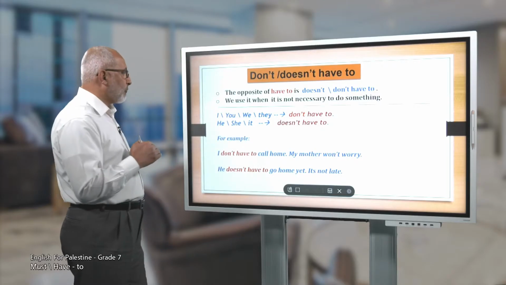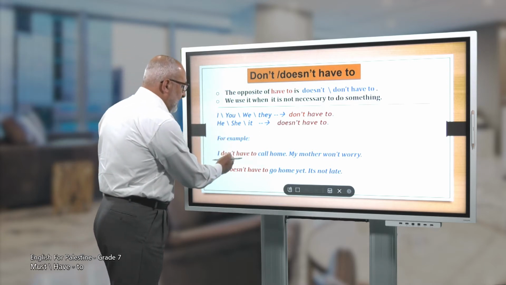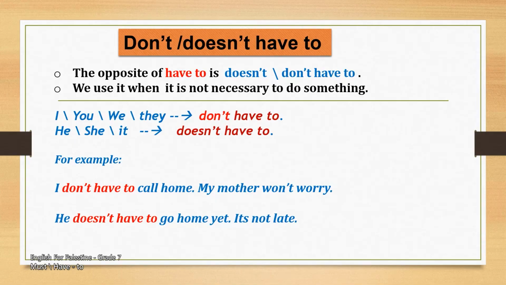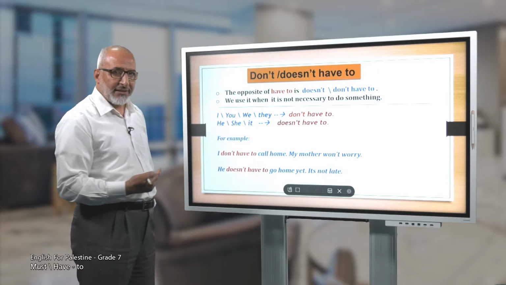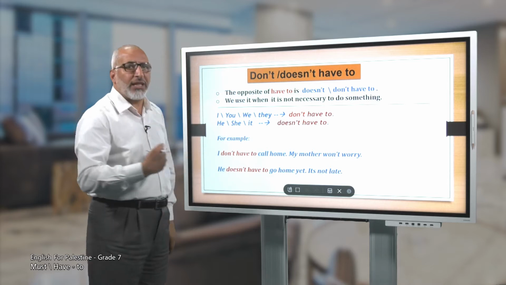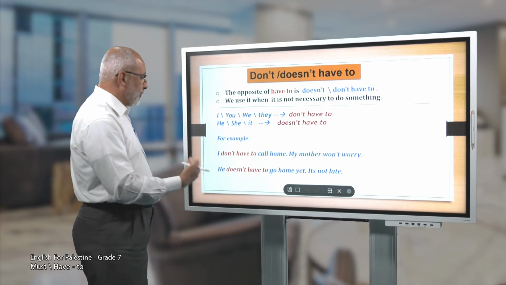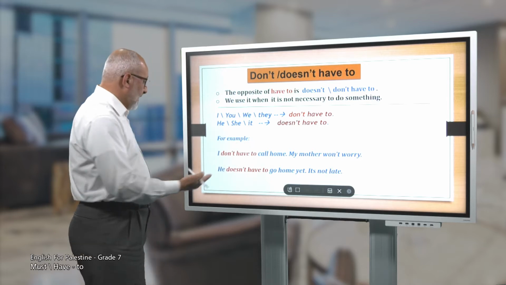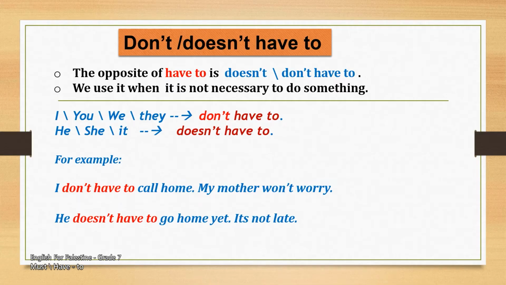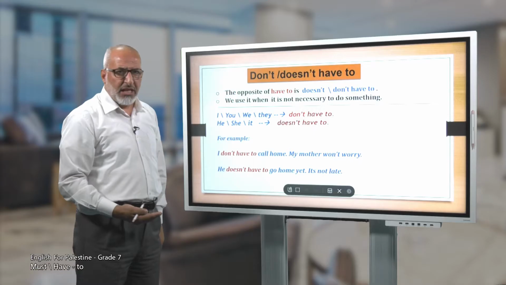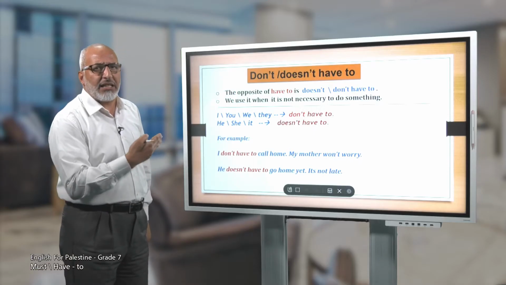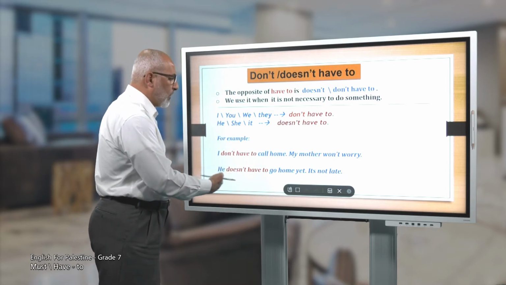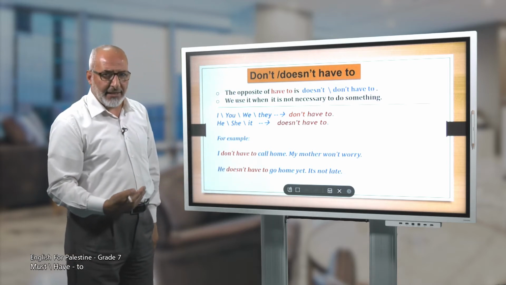Okay? Great. Now let's look at these two examples. I don't have to call home. My mother won't worry. It is not necessary or not important to call home because my mother won't worry. He doesn't have to go home yet. It's not late. So it means that it is not important. It's not necessary to go home now because it is not late.